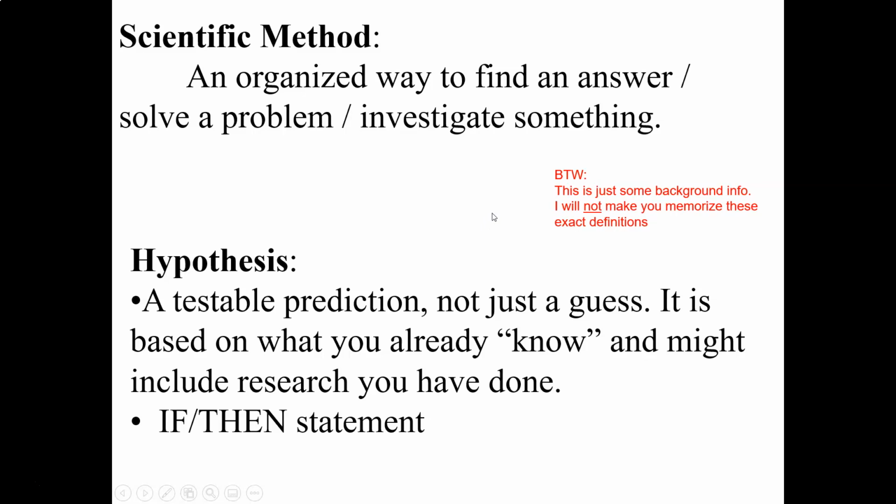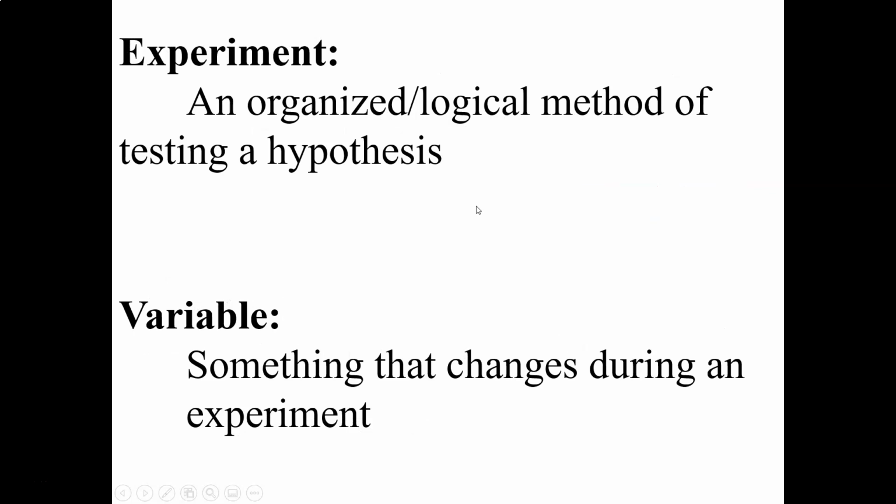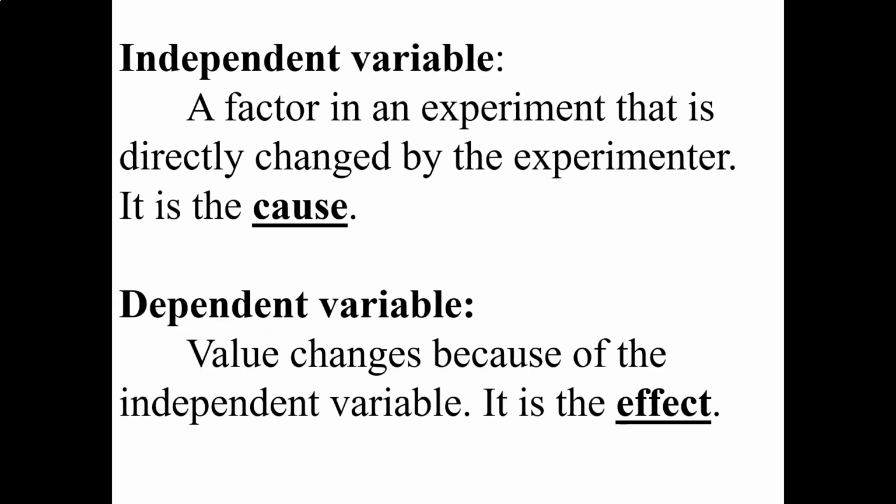So, scientific method. A hypothesis is a testable prediction, not just a guess. It's based on something that you already know, and you might include research you have done. It's very often an if-then statement. An experiment is just an organized or logical method of testing a hypothesis. A variable is something that changes in an experiment. There's two types, independent and dependent, that we're going to look at.